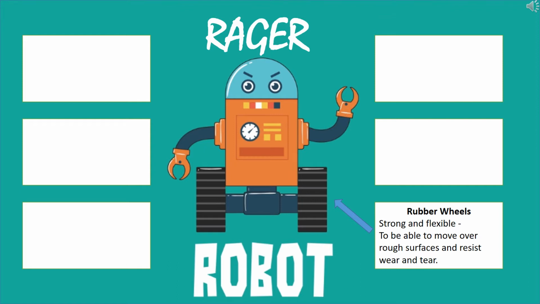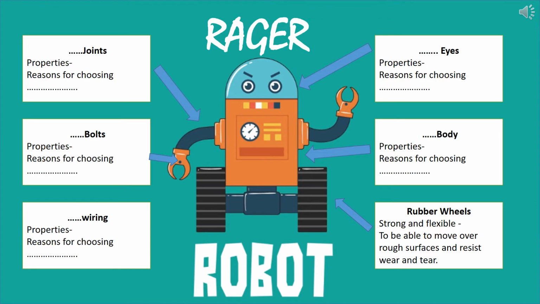I've chosen rubber because it's strong and flexible, and my reasoning behind it is to be able to move over rough surfaces and resist wear and tear. So here, this is what I've used. I've put down the material, I've put down the part, I've put down the properties, and I've put down the reason as well. This is my example of the 6 parts that I may choose for my robot to describe. You do not need to choose the same parts. You can choose whichever parts you want to use. And then choose the material and the suitability for the parts that you choose.